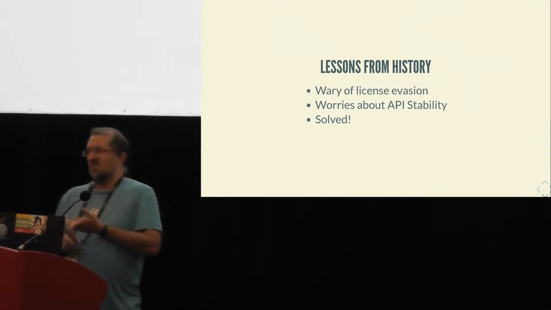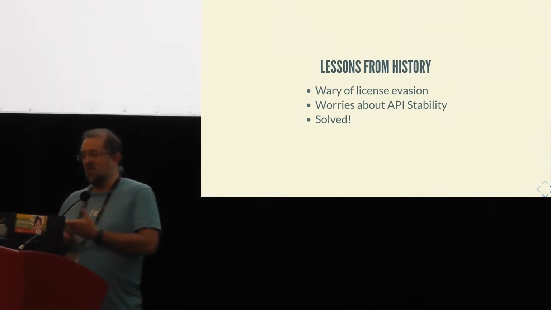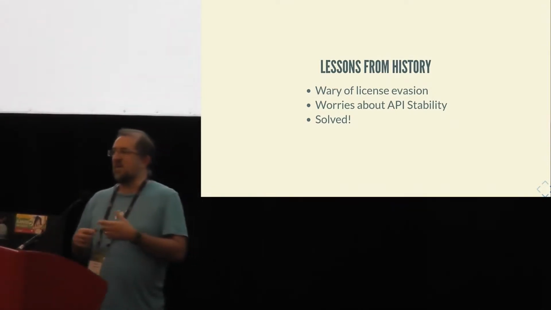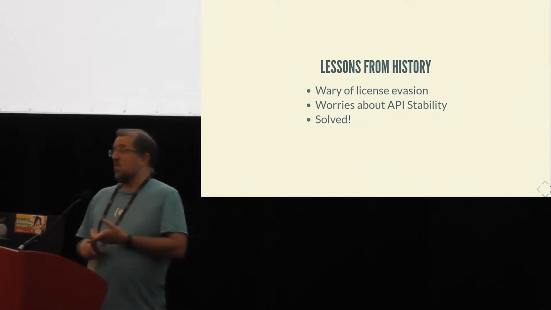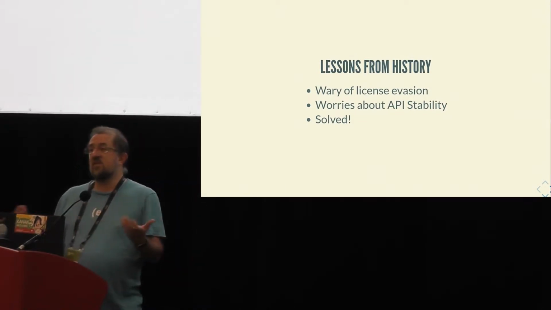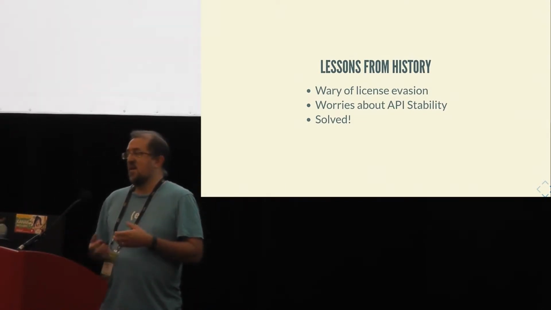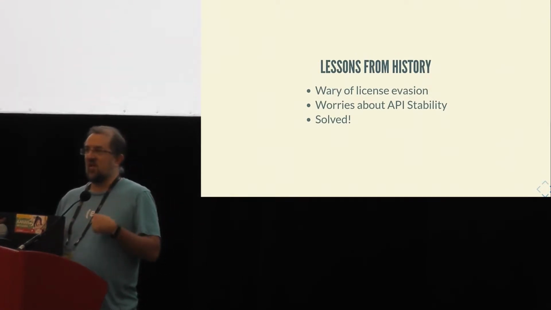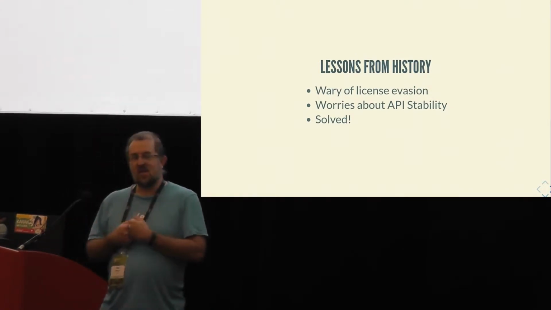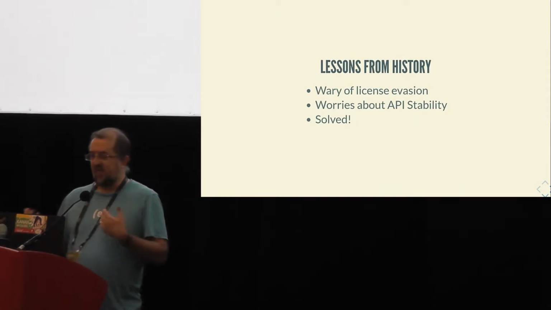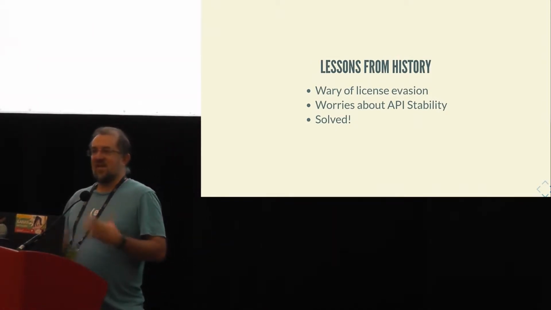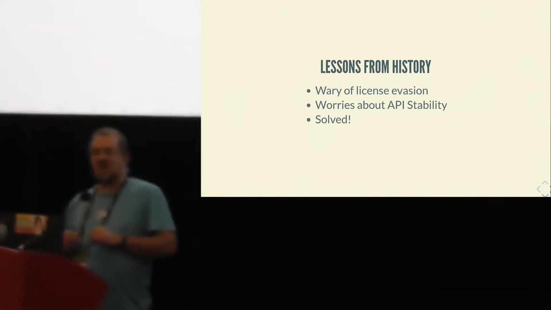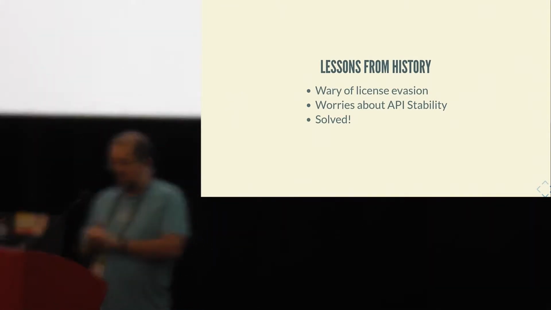And one thing, the QEMU community is very wary about anything that can be used to evade the license of the project itself. There are worries about API stability, because as soon as you introduce a plugin API, you're then putting some strictures on your own code and limiting what you can do in terms of refactoring and doing things internally. I mean, this is one of the arguments the Linux kernel has. They don't have an API for modules. They reserve the right to break it all the time.